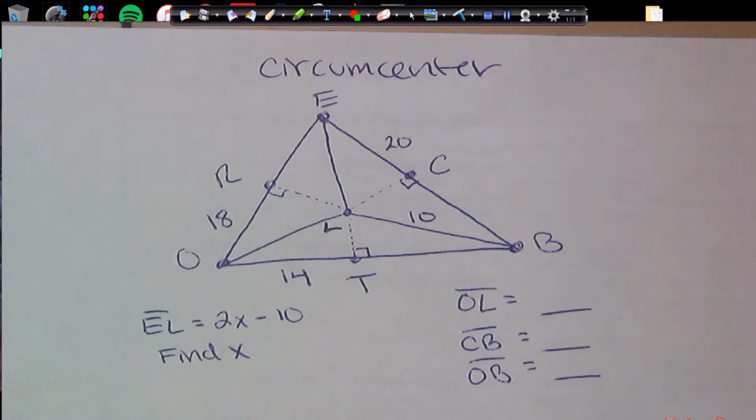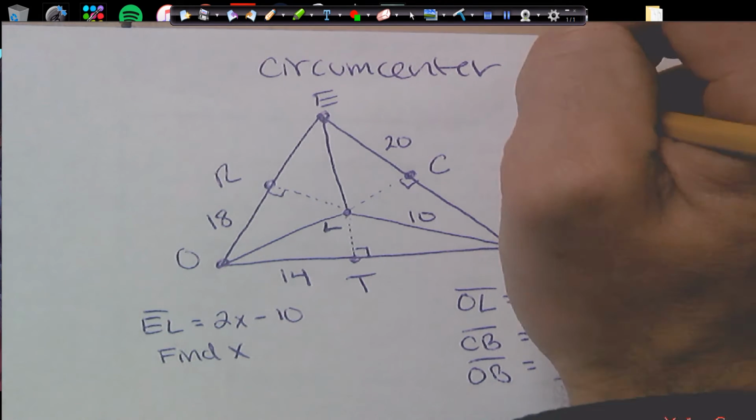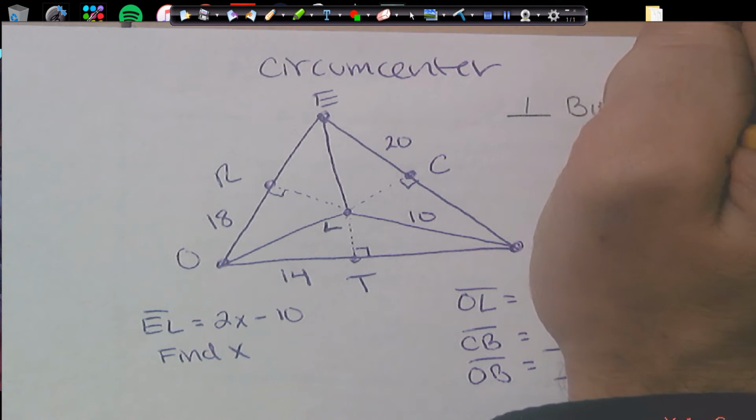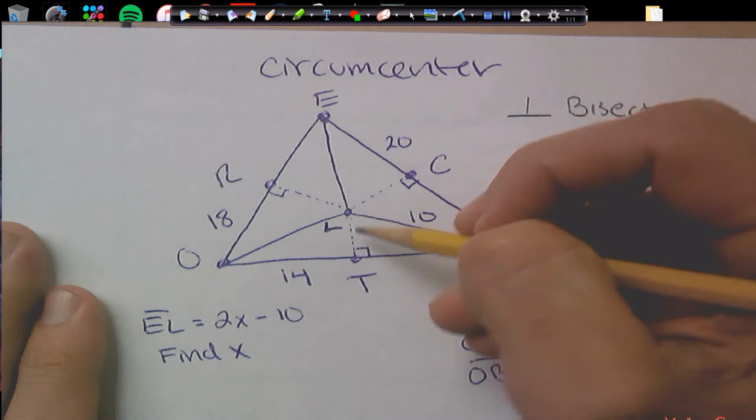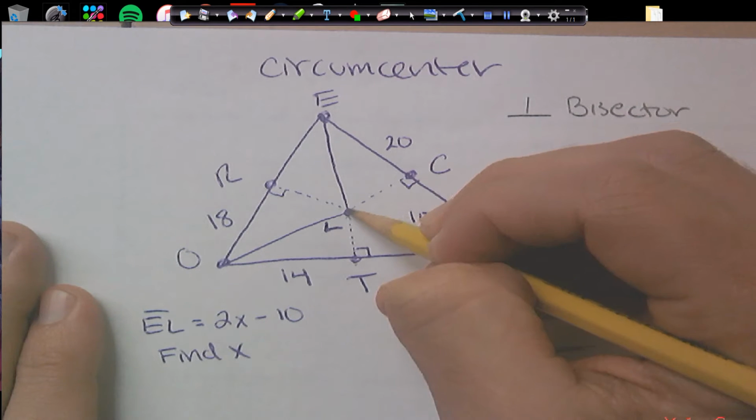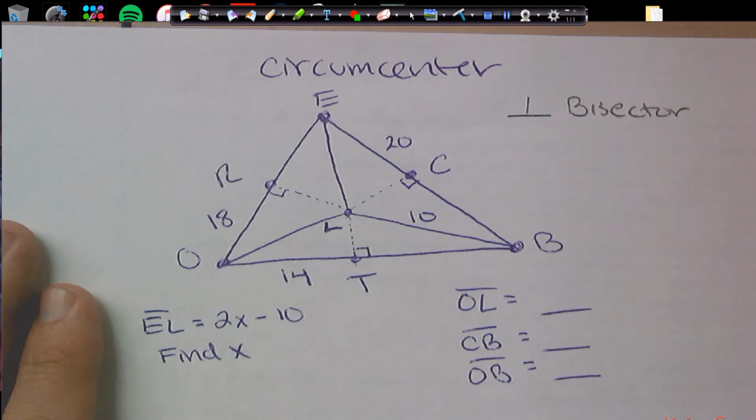We have the circumcenter at point L right here, and we want to find these missing pieces. For circumcenter, we know we're dealing with the perpendicular bisector, so I'm going to write that over here. Perpendicular bisector, we know two things from that. One, it's going to create a 90 degree angle. So we actually have LT, LC, and LR are perpendicular bisectors. And they're also going to cut the segments in half.